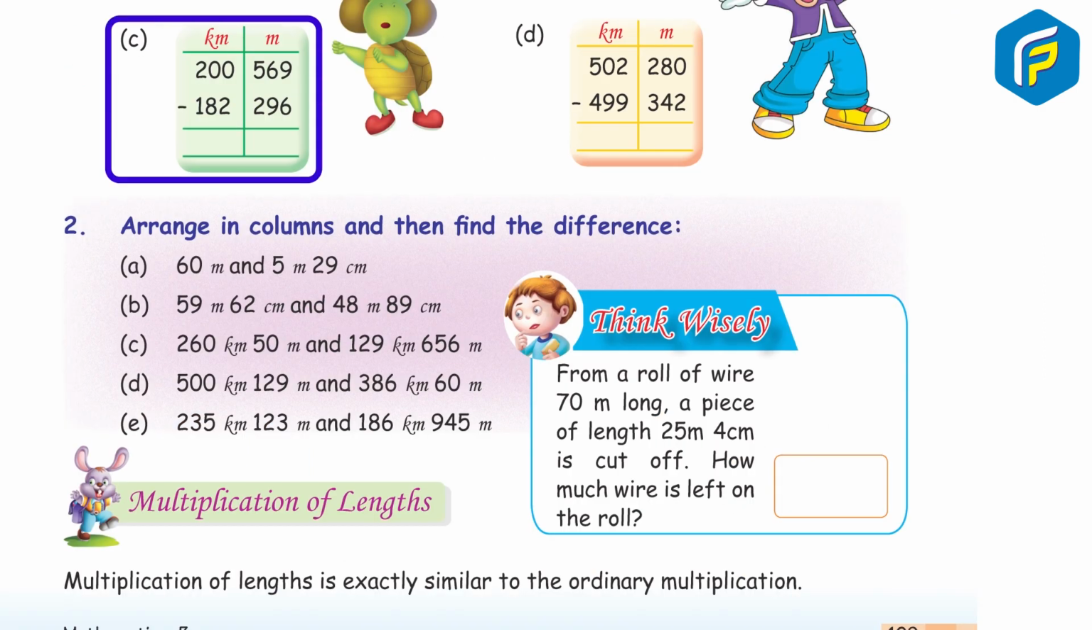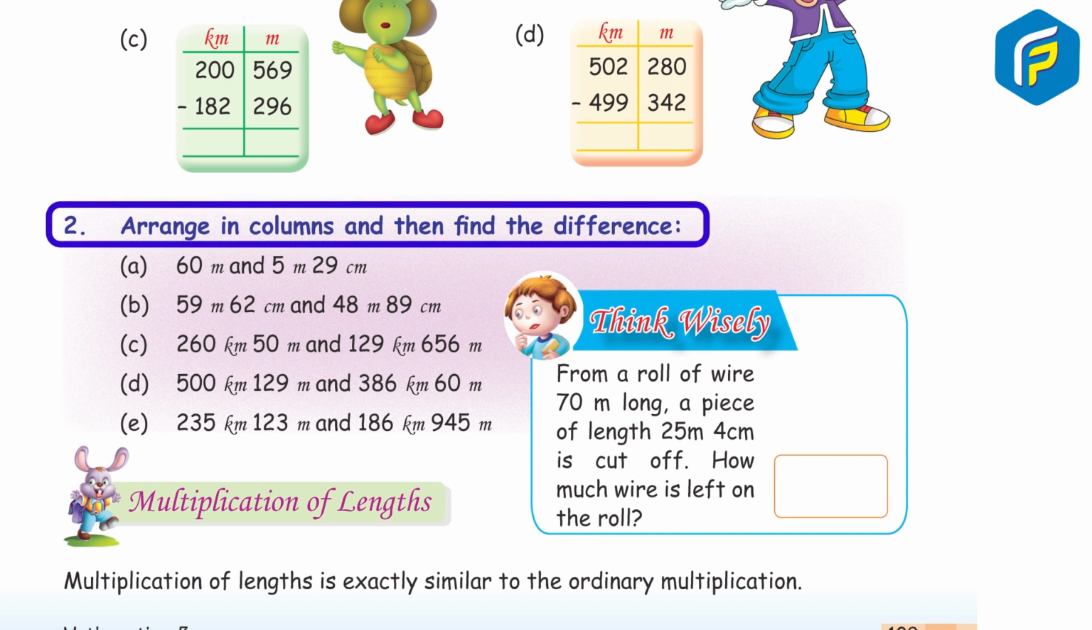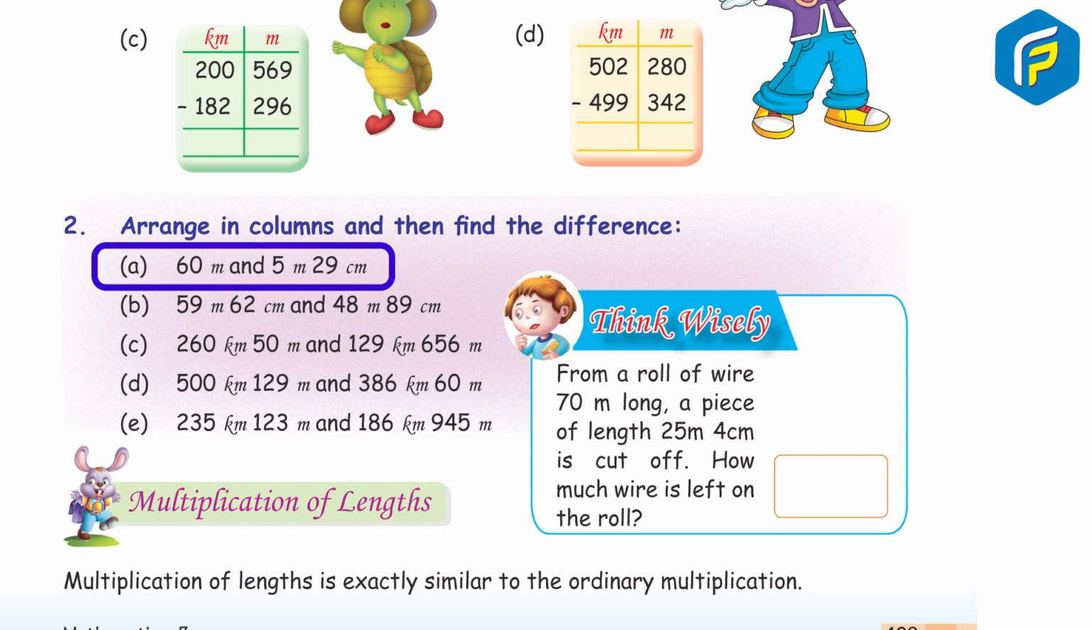C. 200 kilometer 569 meter minus 182 kilometer 296 meter is equal to 18 kilometer 273 meter. D. 502 kilometer 280 meter minus 499 kilometer 342 meter is 2 kilometer 938 meter. Question 2. Arrange in columns and then find the difference. A. 60 meter and 5 meter 29 centimeter. Answer: 55 meter 29 centimeter. B. 59 meter 62 centimeter and 48 meter 89 centimeter. Answer: 10 meter 73 centimeter.